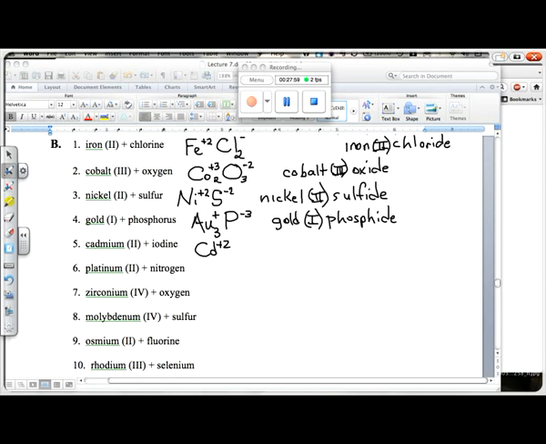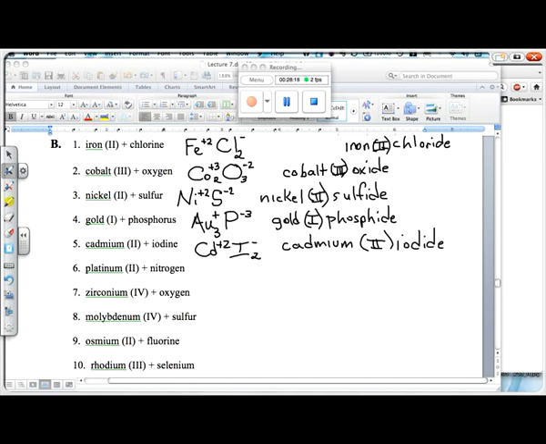All right, next one, cadmium +2. Iodine, group 7, negative 1. So I need 2 of those negative 1s to cancel out that +2. Cadmium 2 iodide.